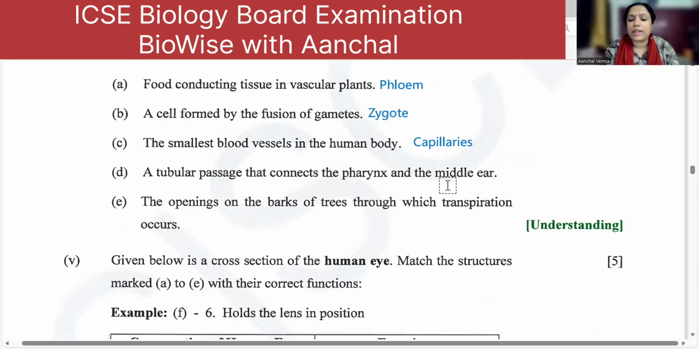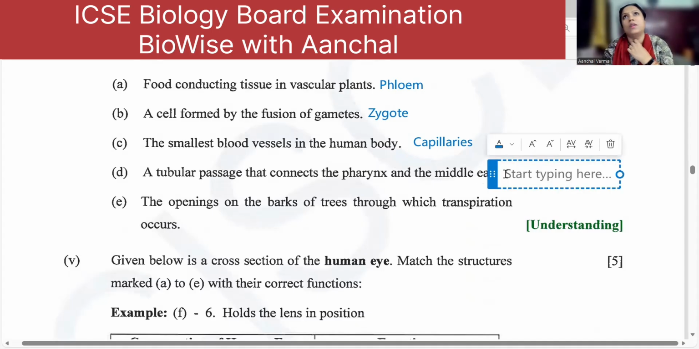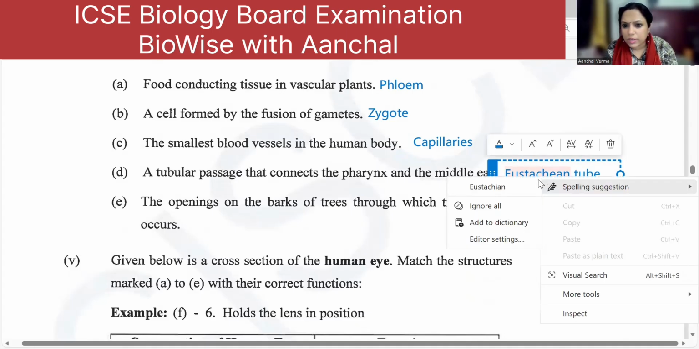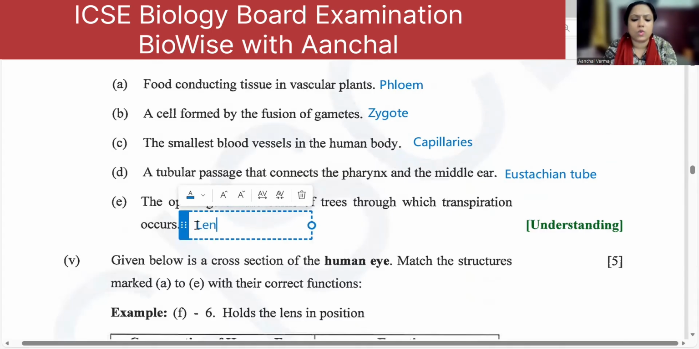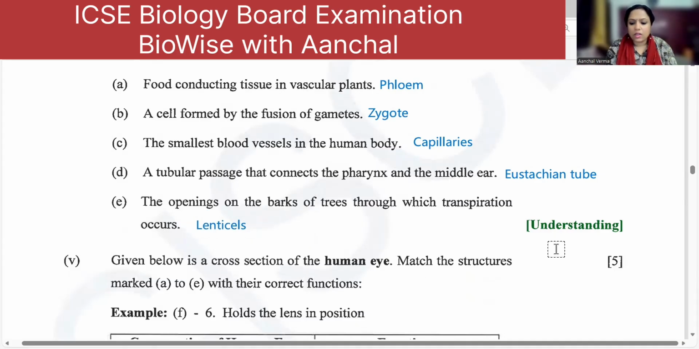The tubular passage that connects the pharynx to the middle ear. Now, there was one more question, what is the other opening for the eustachian tube? So that is pharynx. So here, eustachian tube. Okay. Spelling is right. Eustachian tube. Okay. The opening on the bark of the trees through which transpiration occurs or diffusion of gases occurs. That is so good. Question lenses. Okay. So we are going to finish with section 1.